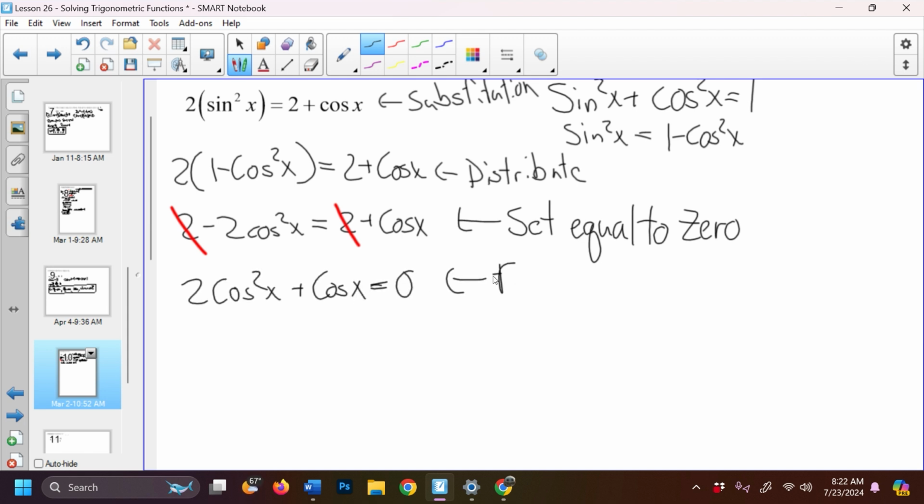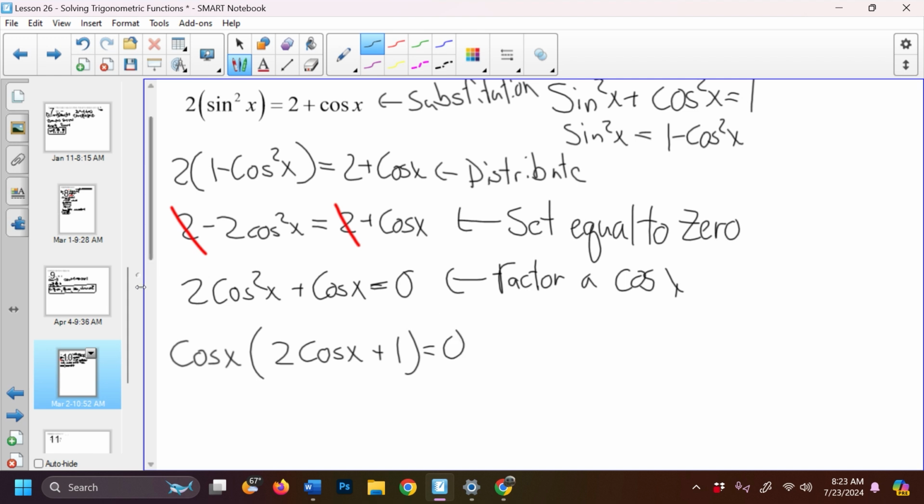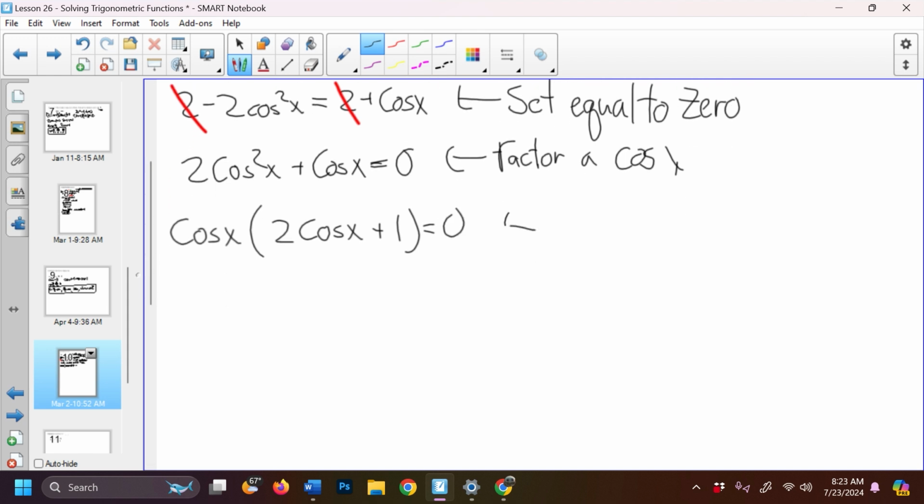And here I will factor a cosine x. That'll give me cosine x times 2 cosine x plus 1 equal to 0. I will set each factor equal to 0.